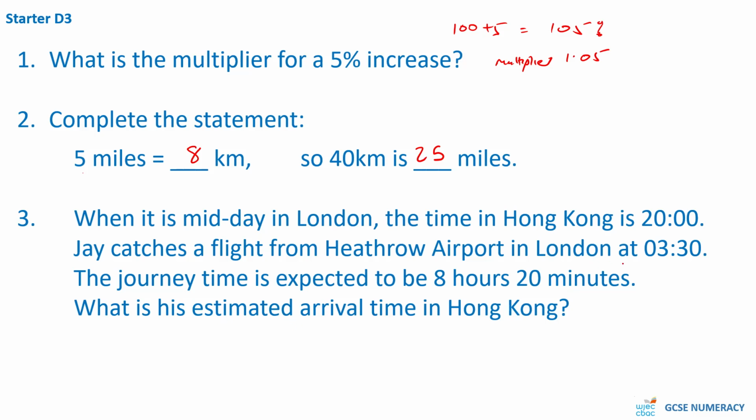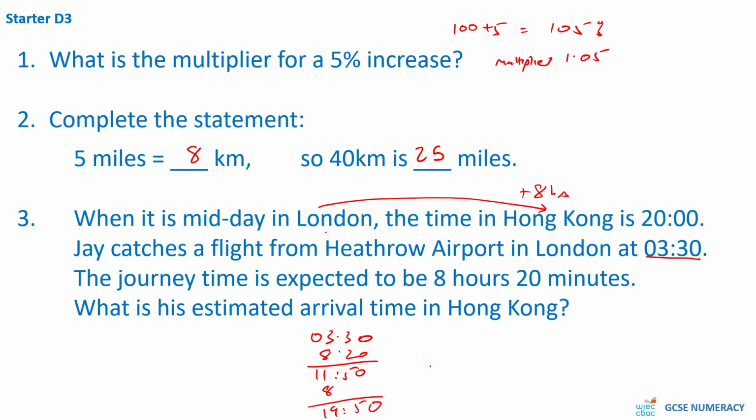Okay, well, he leaves at 03:30 and he takes 8 hours and 20 minutes, giving us a total of 11 hours and 50. So he'll be arriving 11 hours 50, but this is still London time. Hong Kong time is 8 hours ahead. So we need to add that 8 hours on, and that takes us to 1950 hours, which you can also write as 7:50 p.m.